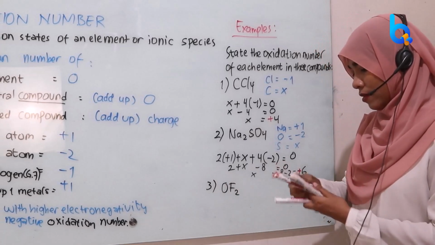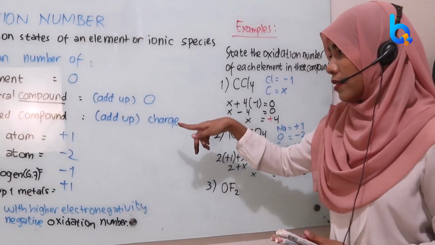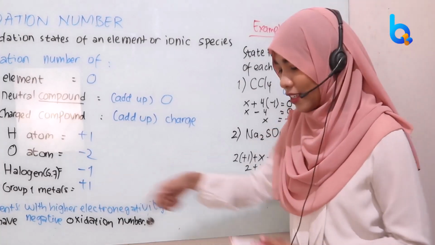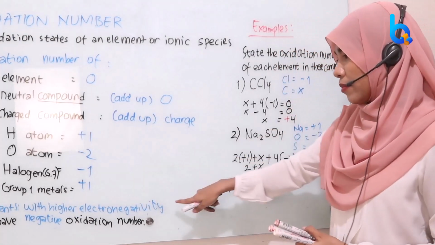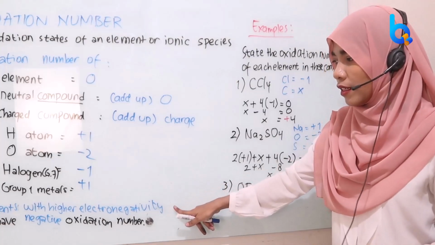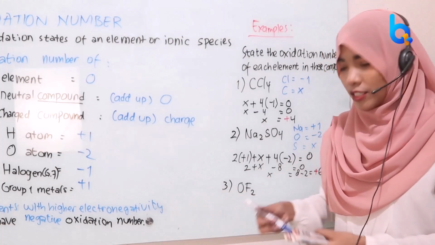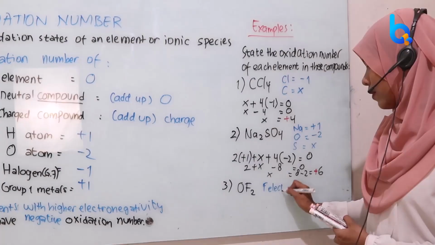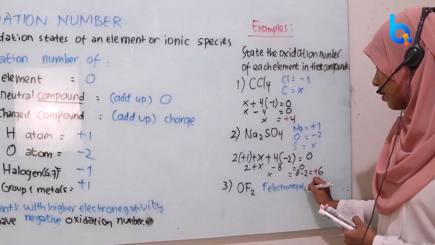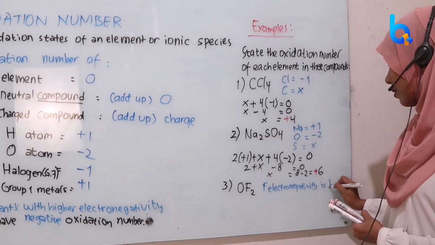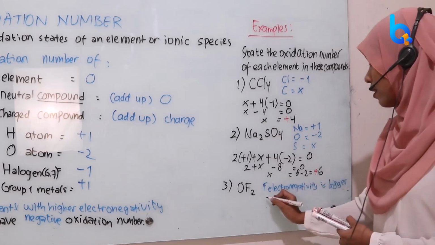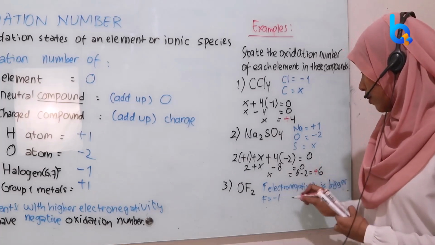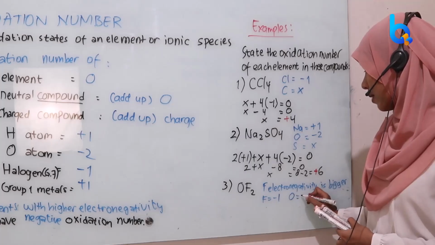Although it's already defined here that oxygen has oxidation number of -2 and fluorine is -1, remember that the element with higher electronegativity will be the one that has the negative oxidation number. So here fluorine is more negative. Its electronegativity is bigger. So it means the F will be the one that has oxidation number of -1. And we don't know for the O, so let's put X here.